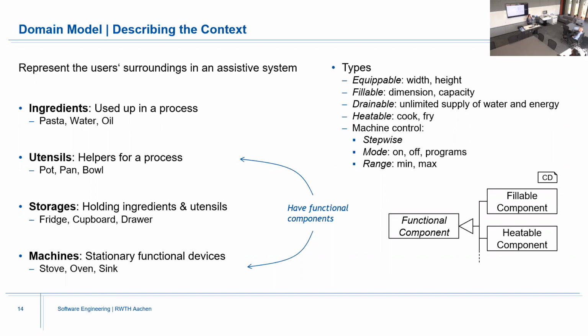Very interesting was also the machine control part. So you have different possibilities on how to interact with a machine. So you can have a stepwise control, you can have certain modes machines are working on, and ranges. And with this additional information, you know what functionalities a utensil and machine provide. You know, based on your task information, what functionality you need, and then you can match these things in a reasoning component.